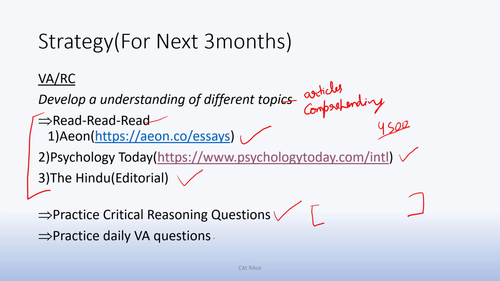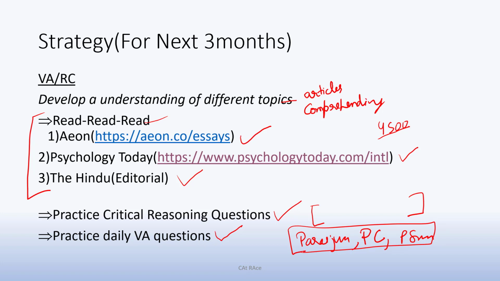And also apart from that, you must practice daily VA questions like para jumble and para completion, and also para summary. These types of questions you should follow on a daily basis. You will solve these questions, so in 1 month or 2 months you will be very comfortable with this type of question. If you follow these things for the next 2 or 3 months, your VARC will be very good and you will be able to score a good score.